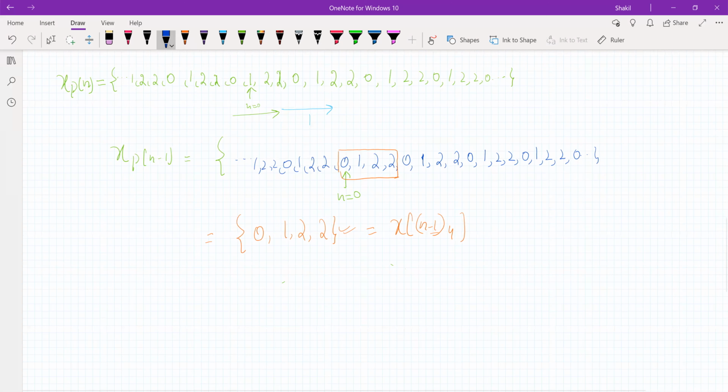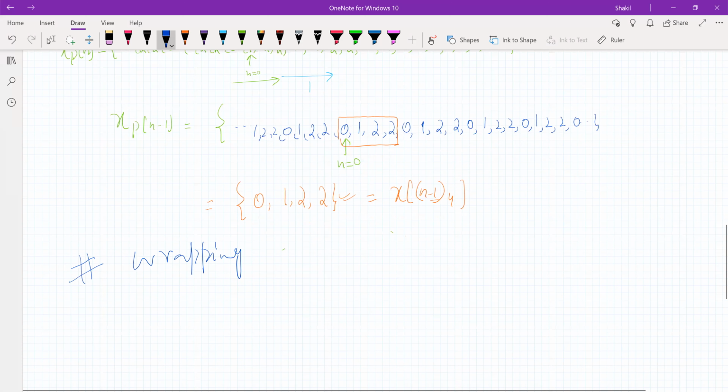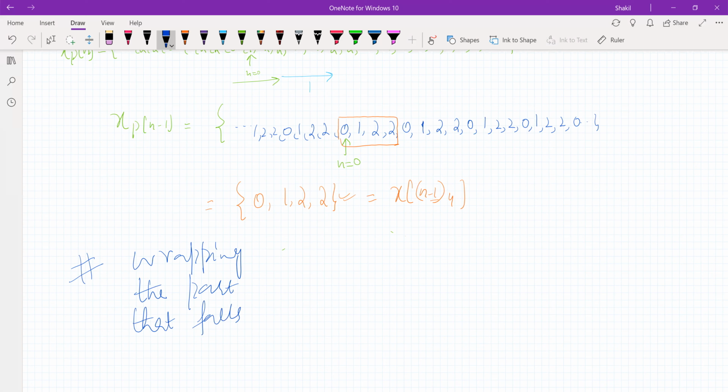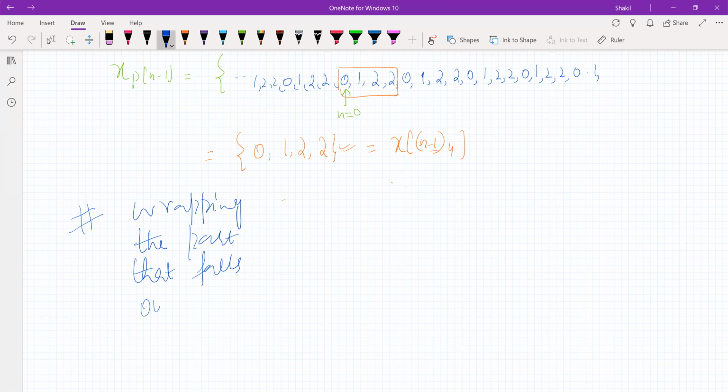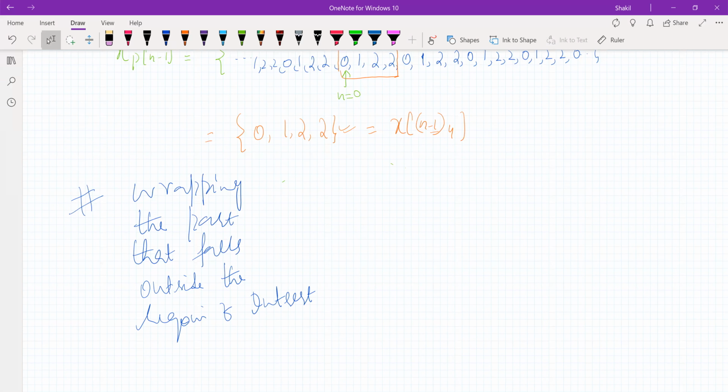What I said in this: the operation of circular shift can be thought of as wrapping around the part that falls outside the region of interest. What do I mean by region of interest? It means the limit. Here the limit is n equal to 3, which means the last point is n equal to 3. That's the region of interest, meaning our sequence varies from 0 to 3, right?